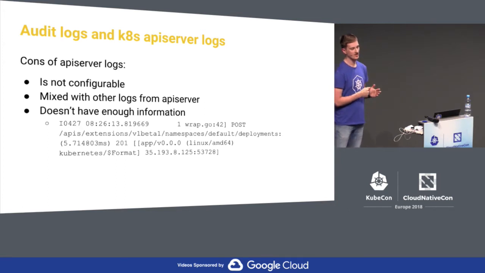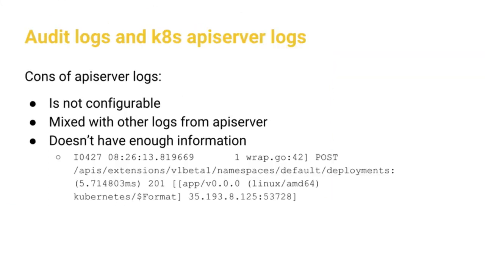First of all, you can configure the information that you are receiving there. A second one, these are just API server logs, so they're going to contain all information, and if you increase verbosity, that's just going to be a lot of noise. And the most important point is that they just don't have enough information inside.